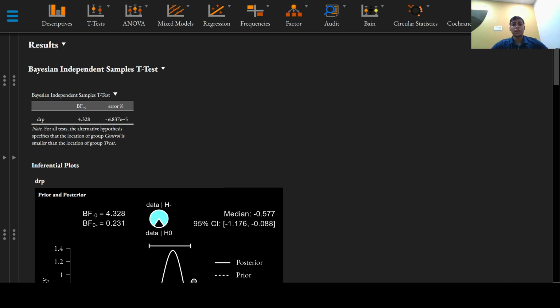The error percent is the error obtained during computation of the Bayes factor. It shouldn't be more than 10% while using the JASP statistical software.